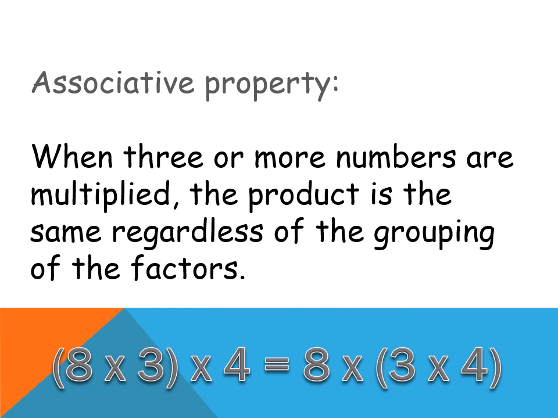Another property of multiplication is the associative property. When 3 or more numbers are being multiplied, the product is the same regardless of the grouping of the factors. Let's say we multiply 8 times 3 first, then multiplied to 4, it's just the same as 8 multiplied by 3 times 4.